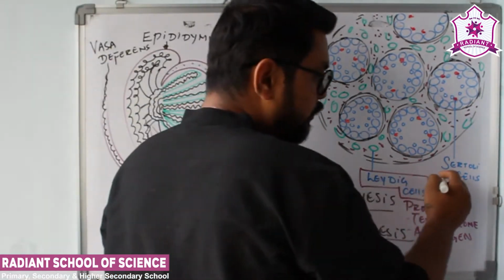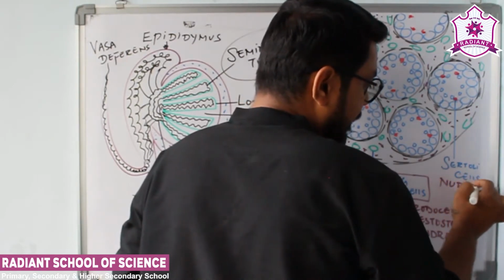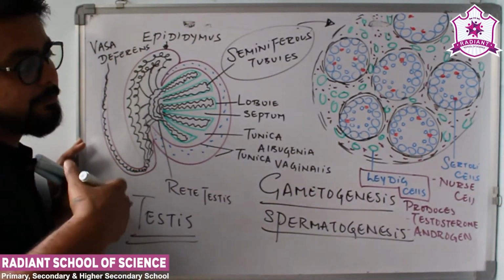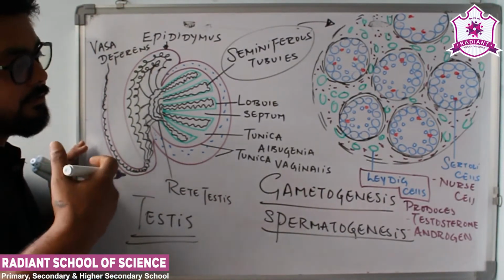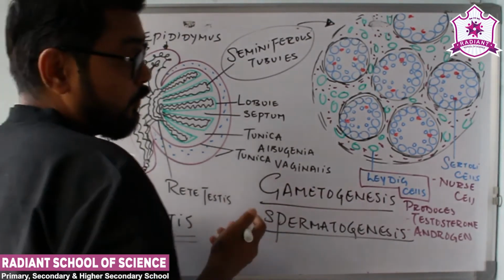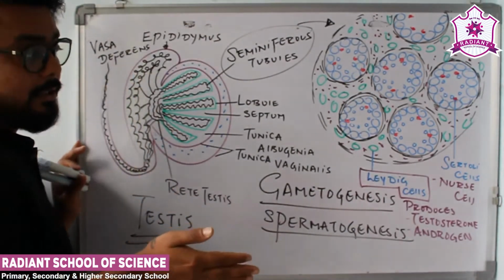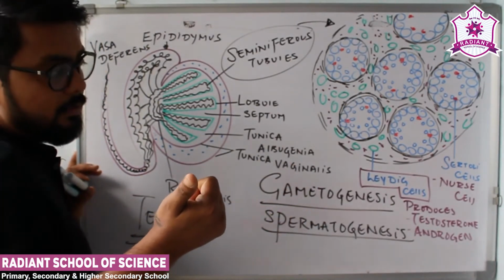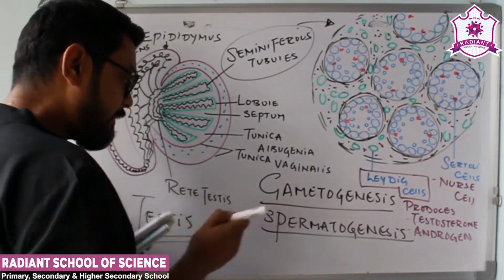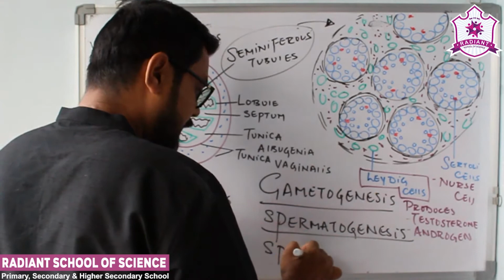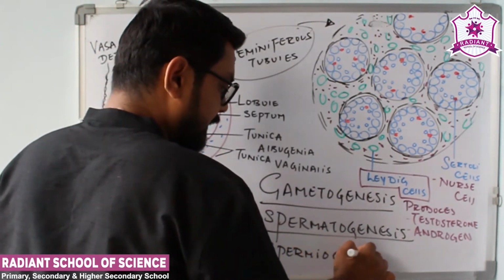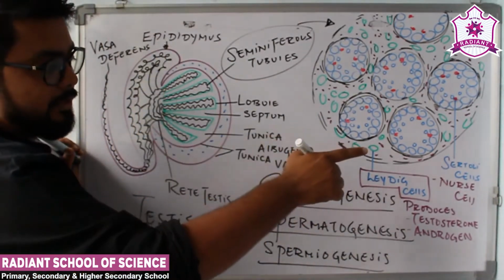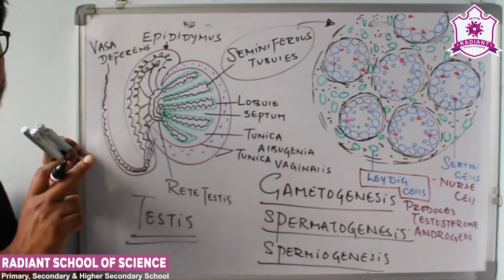Okay, the Sertoli cells are also termed as the nurse cell because they nurse the sperm. So the process which is associated with the Sertoli cell is another process which is termed as spermiogenesis. So spermiogenesis is going to take place with the help of Sertoli cells, and the spermatogenesis is going to take place with the help of the Leydig cell.